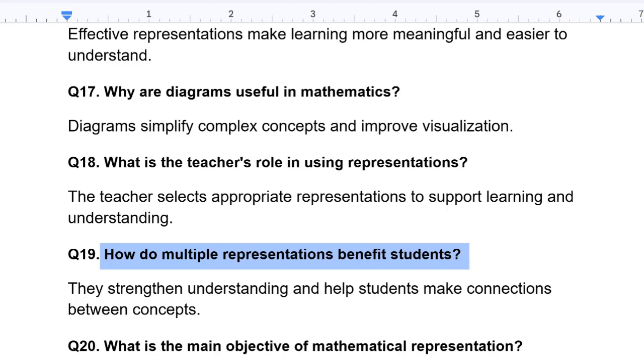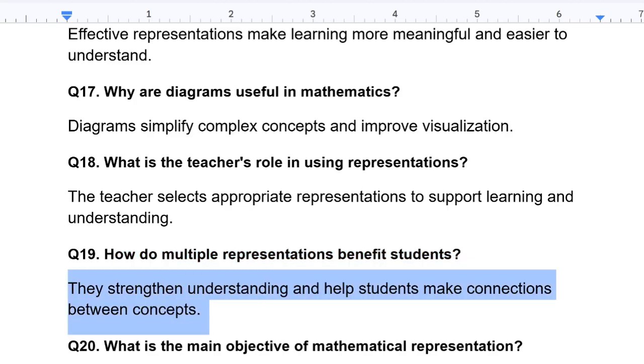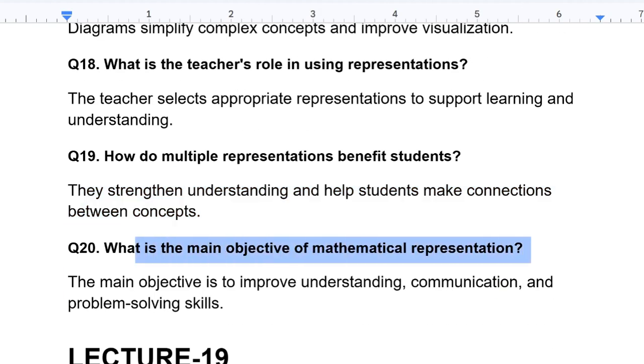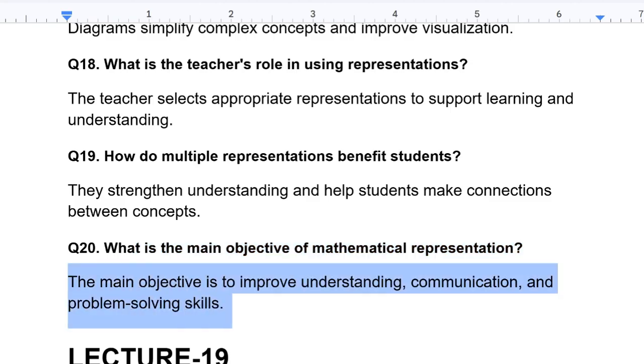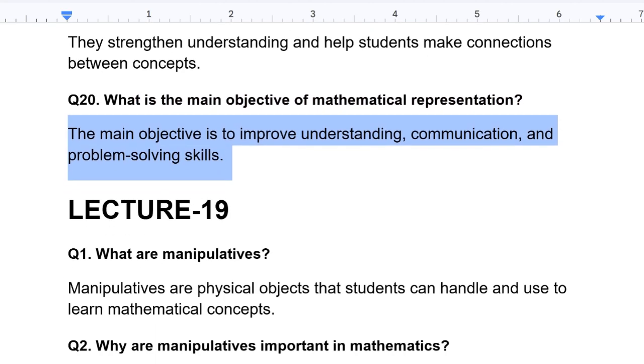How do multiple representations benefit a student? They strengthen understanding and help students make connections between concepts. What is the main objective of mathematical representation? The main objective is to improve understanding, communication, and problem solving skills.